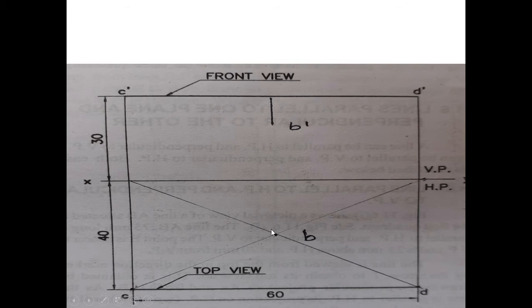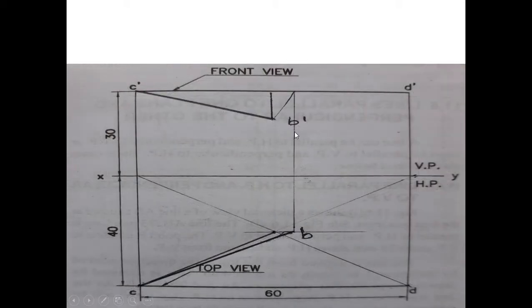Now next you have to locate the position of the bulb. Bulb is at the center, so in top view you draw the diagonals to meet here. So this is the top view of the bulb B, whereas in front view the bulb is at a distance of 1 meter from the top. So from here you mark 1 centimeter, so that is B dash. So you got the top view and front view of the bulb.